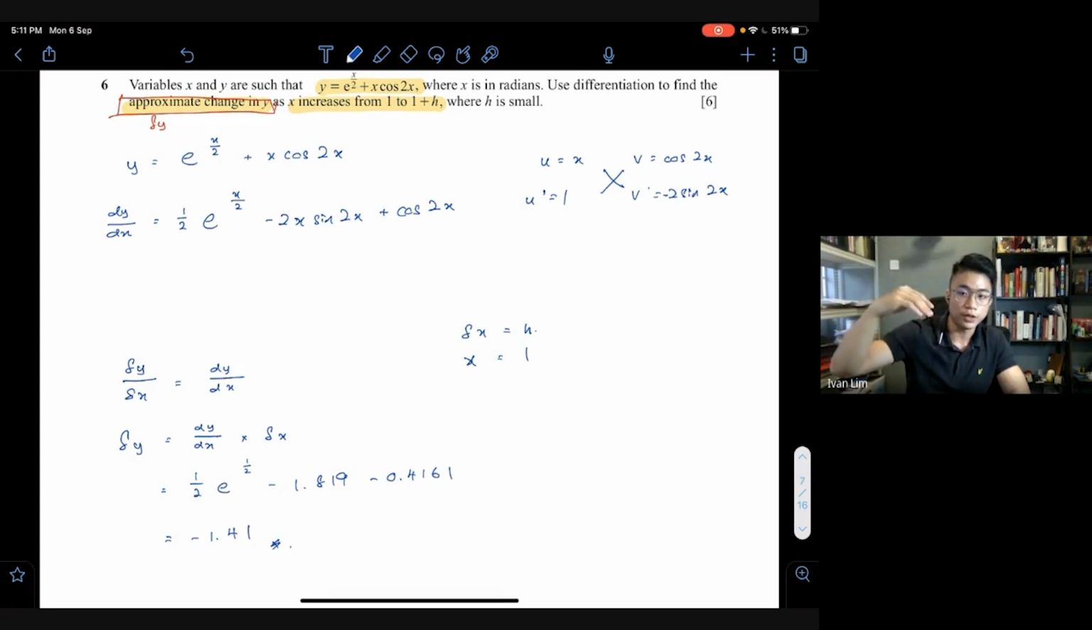Okay, we have the approximate change, we have straight line equation and gradient, we have stationary point, we have nature of stationary point, and we have the rate of change.